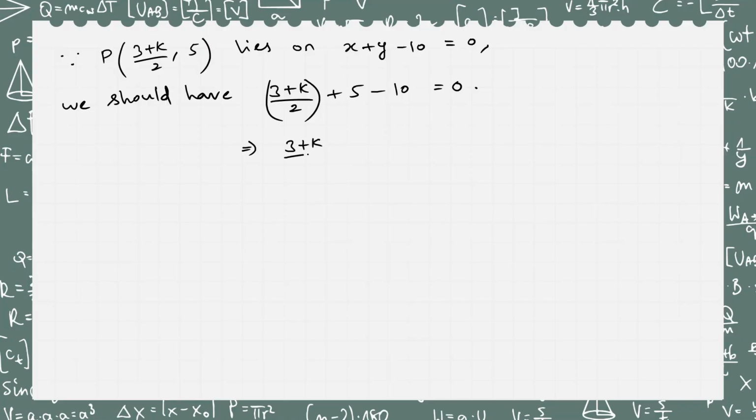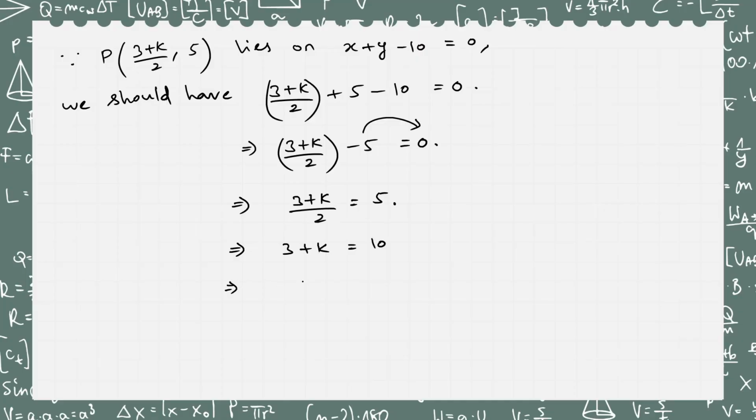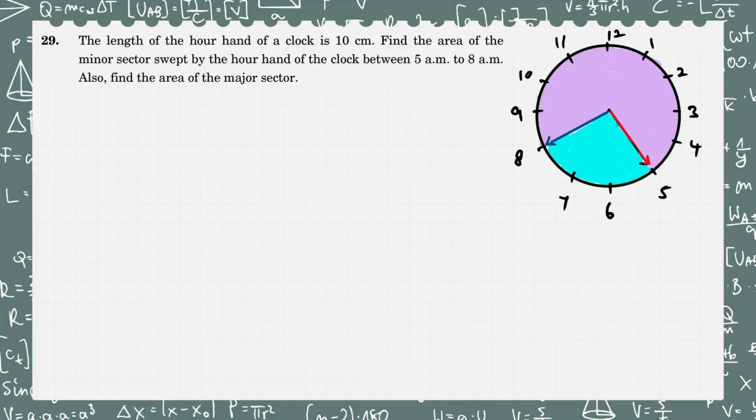So let us see. 3 plus k divided by 2 plus 5 minus 10 will be minus 5, equal to 0. If we take this minus 5 to the other side, we will get 3 plus k by 2 equal to plus 5. And if we do cross multiplication, we will get 3 plus k equal to 10. That implies k equal to 10 minus 3, which is 7. So that is the value they are asking us. The sum is over. Let us move on to the next sum.